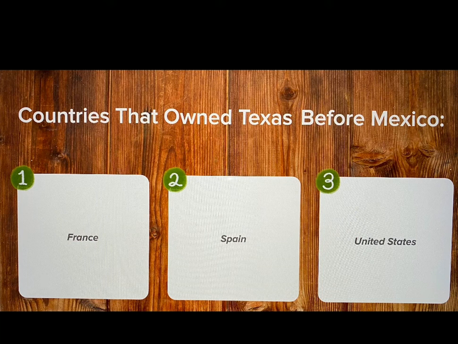So first off, it's important to understand the countries that owned Texas before Mexico. Starting with France, which owned Texas in the beginning of the 17th century, until it was later bought out by Spain in the 18th century. And then later on, the United States would take control of Texas from Spain until Mexico would eventually take control of Texas from the United States.